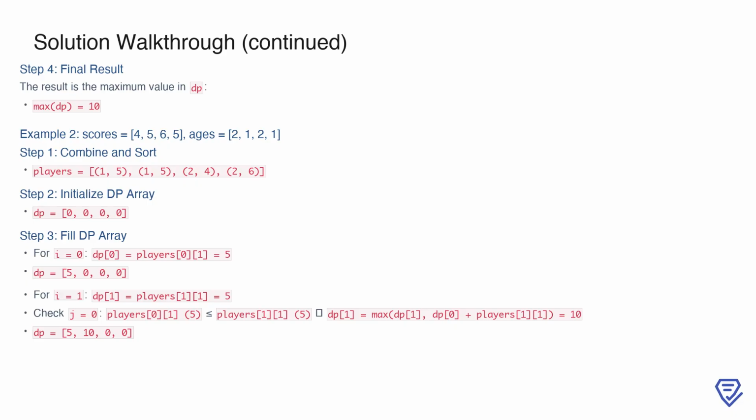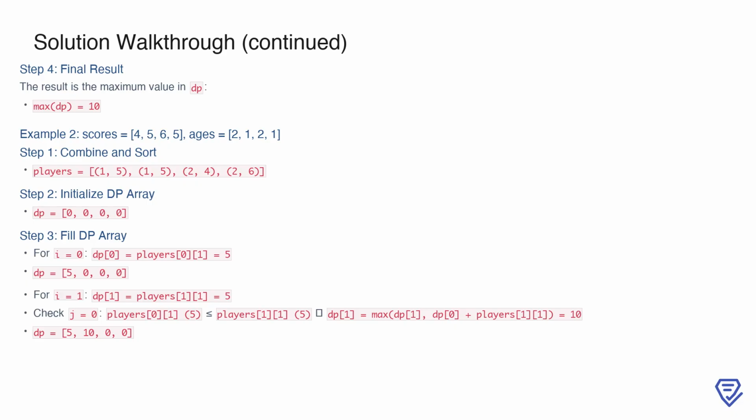Moving to the second example, where scores equal 4, 5, 6, 5, and ages equal 2, 1, 2, 1, we begin by combining and sorting the players. The resulting list is (1, 5), (1, 5), (2, 4), (2, 6). We initialize the DP array as 0, 0, 0, 0, and proceed to populate it. For the first player, the score is 5, so DP[0] is updated to 5. The DP array becomes 5, 0, 0, 0.